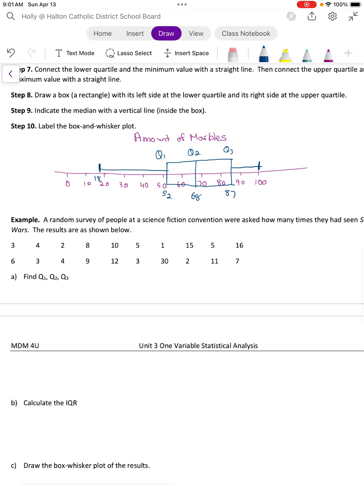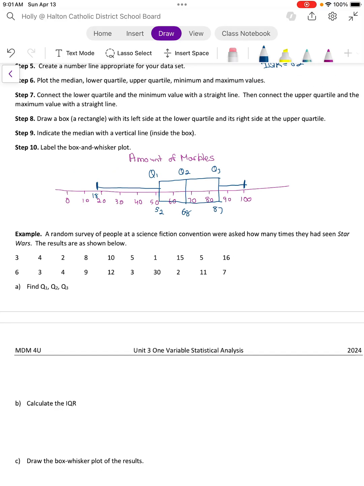Example 2. A random survey of people at a science fiction convention were asked how many times they had seen Star Wars. The results are shown below. Find Q1, Q2, Q3. The spacing on this lesson is a little bit off, but I'm going to put these in order here from least to greatest because they're not in order, and you have to be able to do that to get all your data values. So I'm going to write them out here.